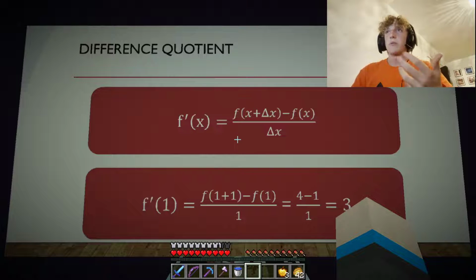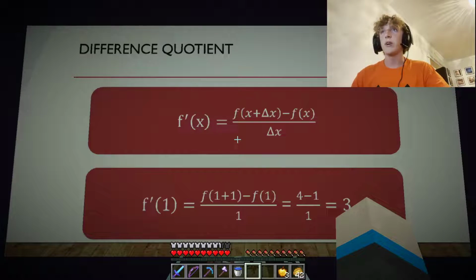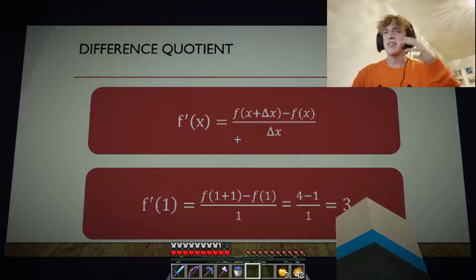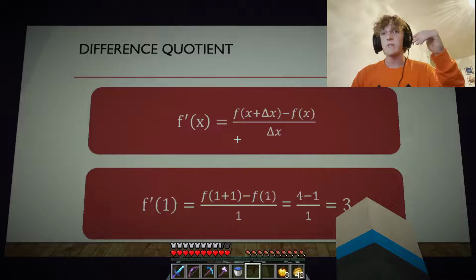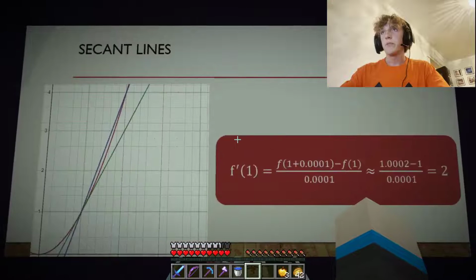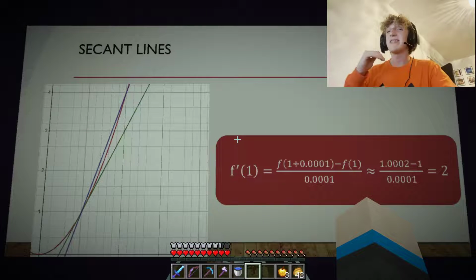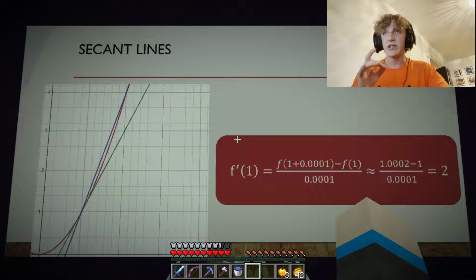Using the difference quotient with a delta x of 1, it can be seen that the slope of the line tangent to x equals 1 is 3. This clearly conflicts with the 2x minus 1 tangent line we've already identified. What we just made there is a secant line, but not quite a tangent line.